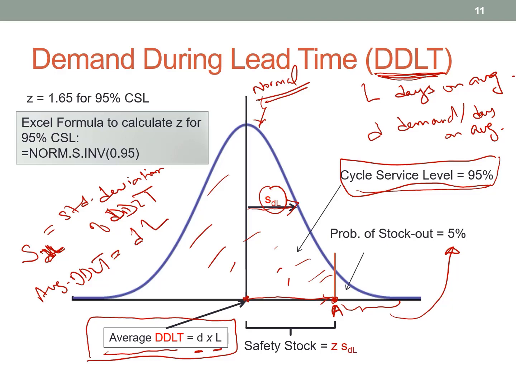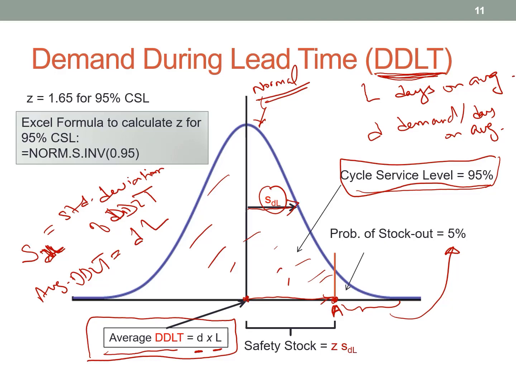If we go to the z-score from the z table or use Excel to calculate it, it would tell us how many standard deviations you have to be above the mean so that the probability of being less than that point A is 0.95.